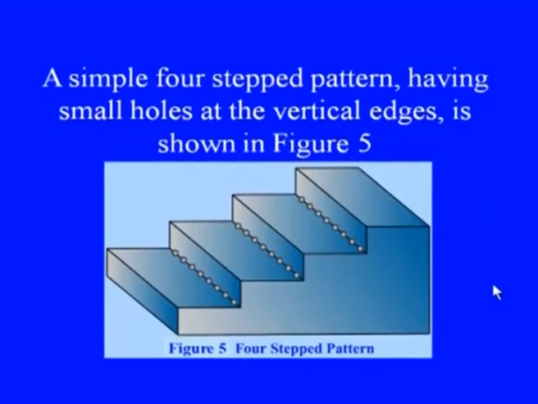The pattern. The patterns used in vacuum process are similar to the patterns used in other conventional sand casting processes. Numerous small holes are created on the vertical edges of the pattern used in the V process. Hence, the plastic film correctly adheres to the vertical surface of the pattern, thus creating the right cavity in the mold. A simple 4-stepped pattern having small holes at the vertical edges is shown in this figure. These are the small holes and this is the 4-stepped pattern.